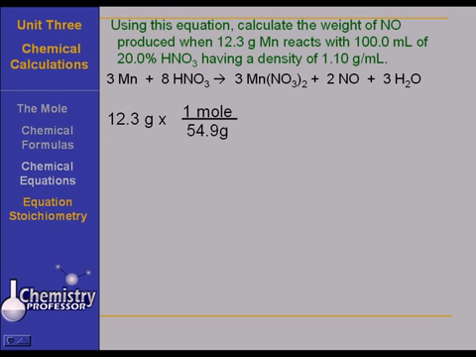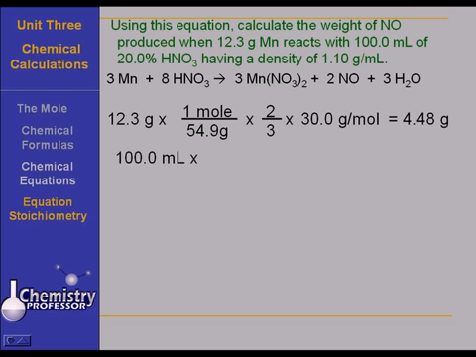12.3 grams times a mole of manganese per 54 grams, that's right, times what's the mole-to-mole ratio? It's 2 over 3, times the mass of NO, which is 30 grams per mole. And when I worked this through, I came out with 4.48 grams of nitric oxide produced. Look at those units. Cancel your units.